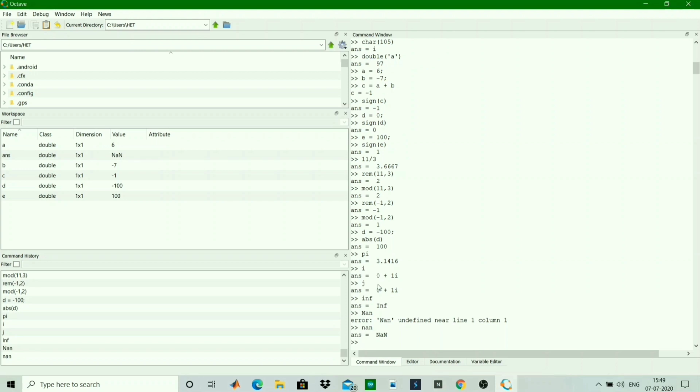So this much for today. In the next lecture, we will learn how to create a matrix and how to manipulate the matrix, like how we would add, subtract, divide and multiply matrices. And it's quite different from the numbers that we have been using till now.